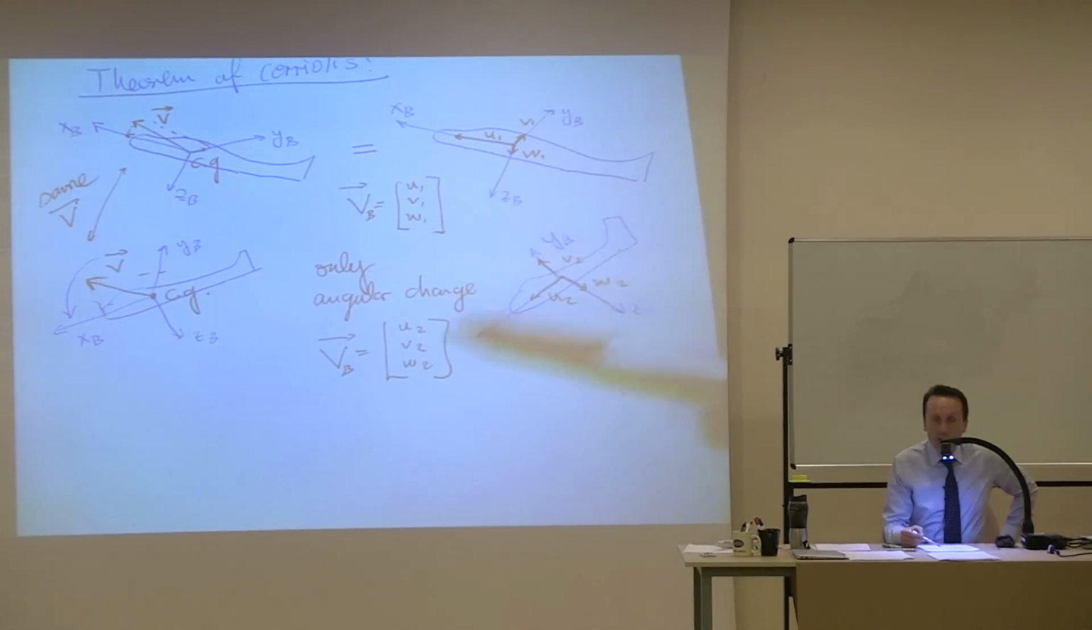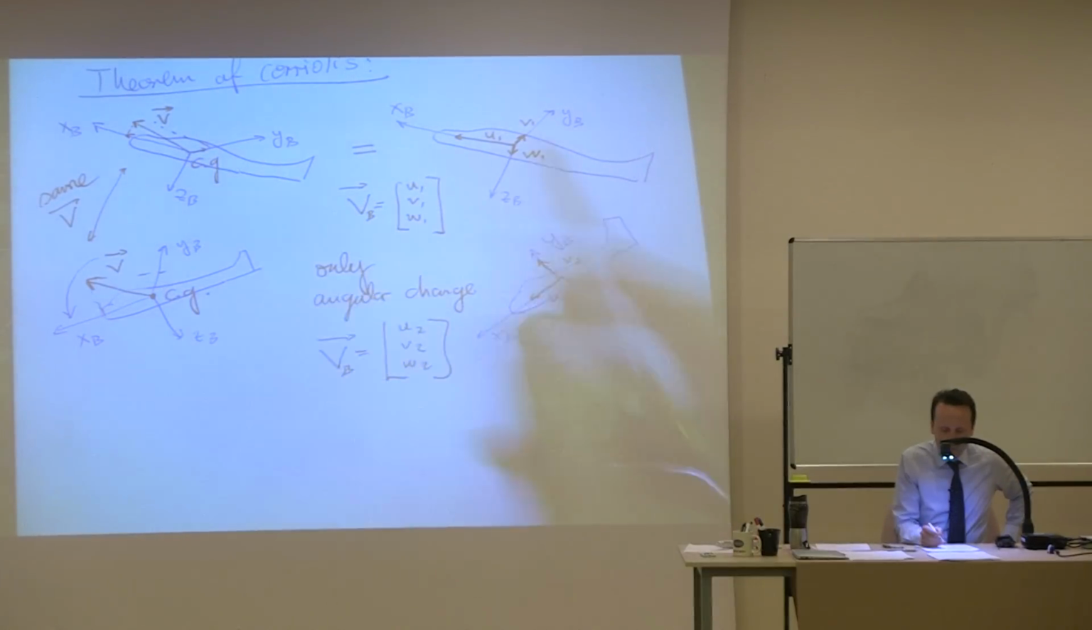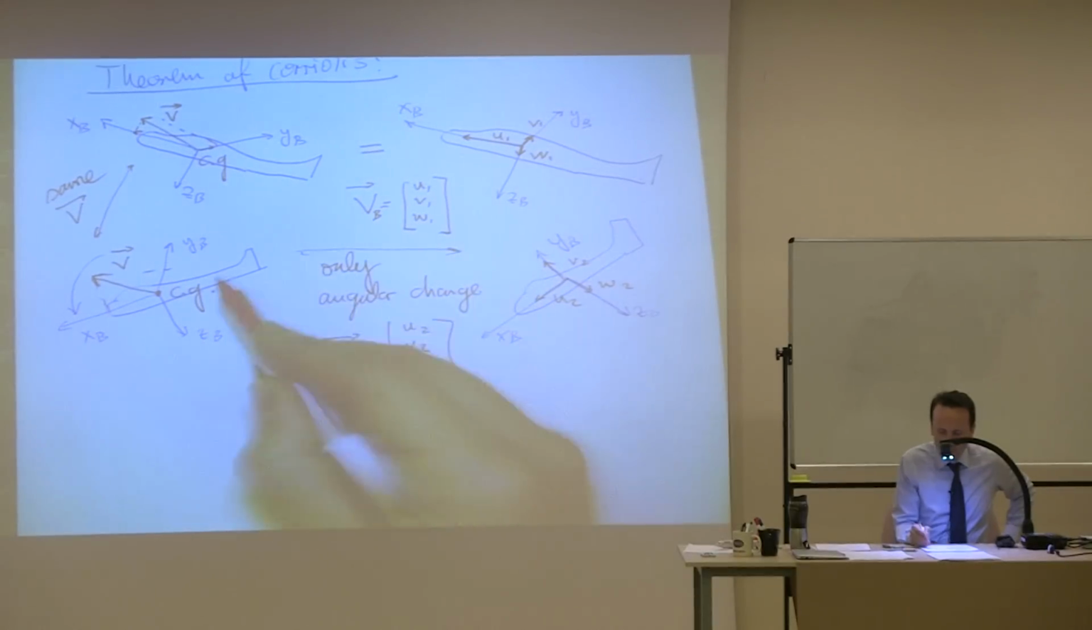So u1 will change to u2, v1 will change to v2, and w1 will change to w2. Is that okay? You know that they are changing, right? They will not be the same. Do you see that? Because you're going from here to here, okay? And this is equal to that, and this is equal to this. I mean, it's the same airplane.